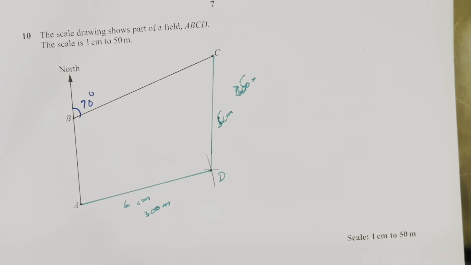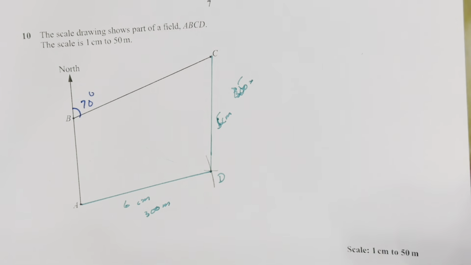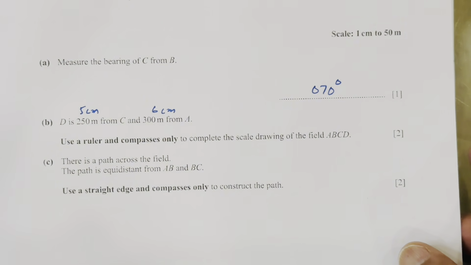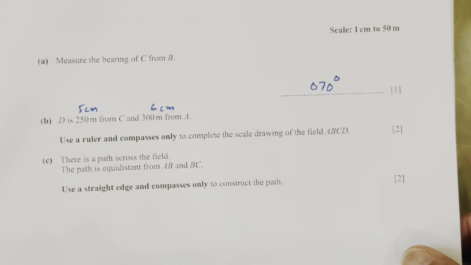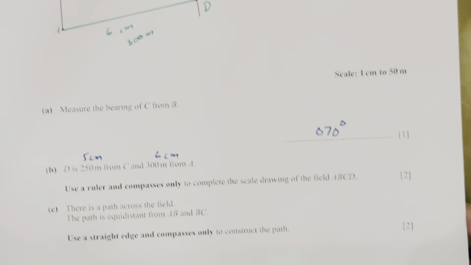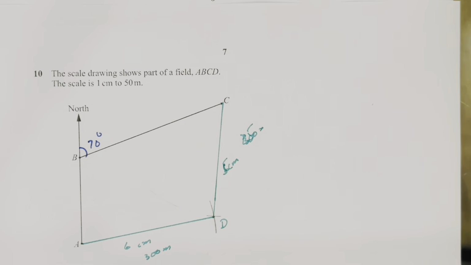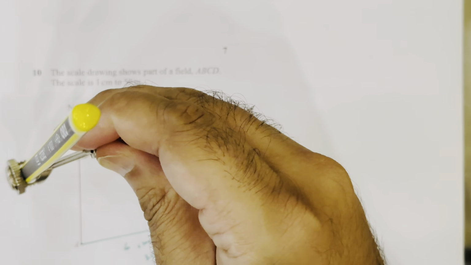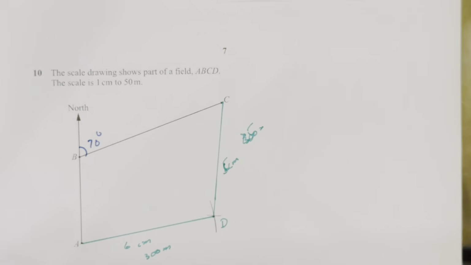Okay, for the C part, there is a path across the field. The path is equidistant from AB and BC. Use a straight edge and compass to construct the path. It means it is equidistant from AB and BC. You need to draw the angle bisector. So it would be like that. Okay.